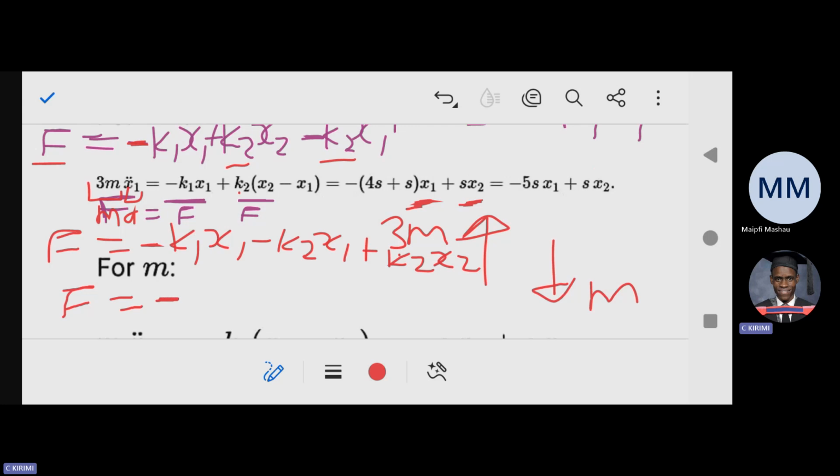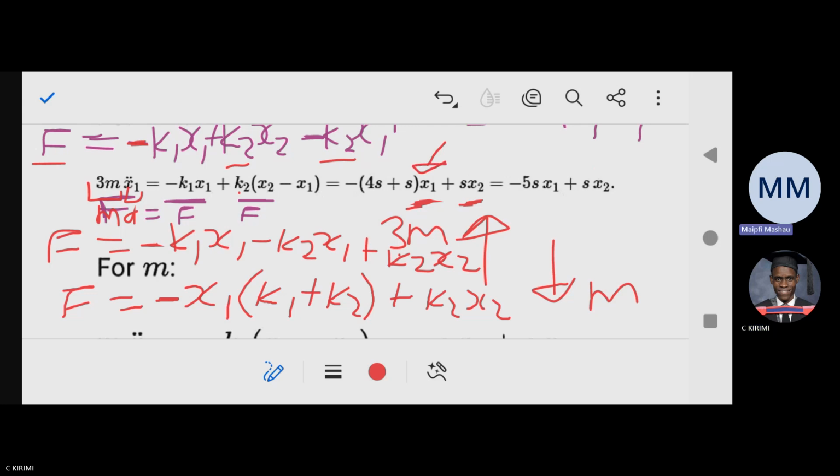So it will be minus x1 bracket K1 plus K2, then plus x2. Whether the negative x1 sits at the front or sits here, it does not matter. It does not change the value.